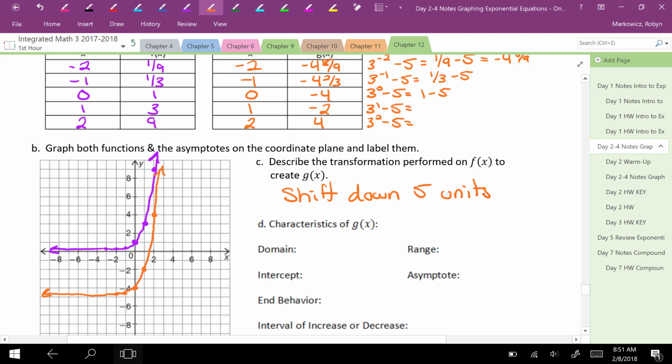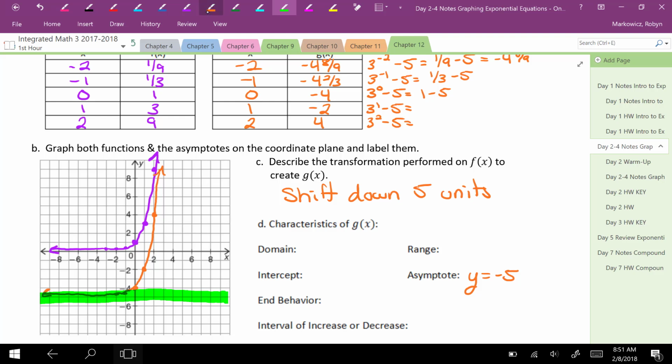Where is my original asymptote? Y equals 0. So where would my new asymptote be if I went down 5? -5. So let's fill that in right now. Our asymptote will now be y equals -5, because you told me we shifted down 5. So what's 0 minus 5? -5. So my new asymptote here is at -5. I'm going to draw that in. That's one thing you need to be thinking about: how did my asymptote change?